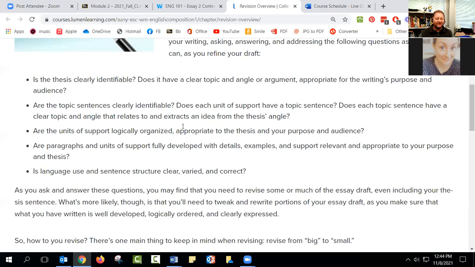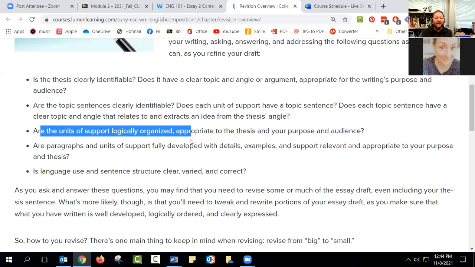But if that topic sentence and that body paragraph don't actually support the thesis statement, then it's not a good body paragraph, right? So make sure you're checking each individual topic sentence to ensure that they are actually supporting your main idea, your thesis statement.